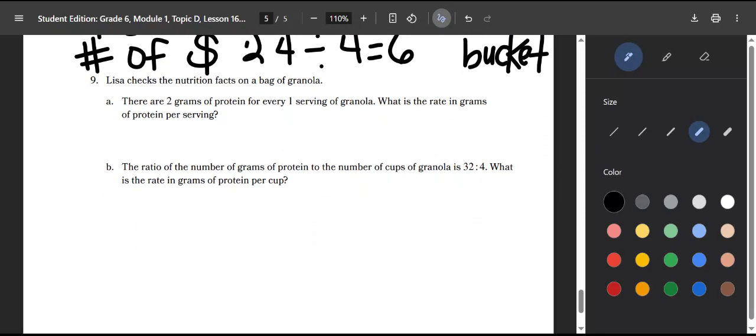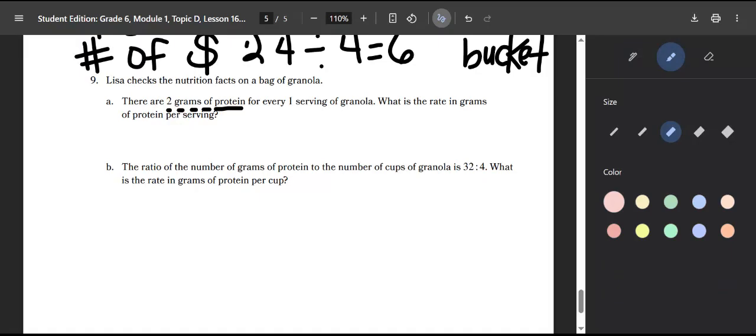Number 9 says Lisa checks the nutrition facts on a bag of granola. There are 2 grams of protein for every 1 serving of granola. What is the rate in grams of protein per serving? So remember, a rate is a ratio where one of the parts of the ratio is 1, and the one that you always want to be 1 is the one that comes behind the word per. So if I'm looking for the rate in grams of protein per serving, I want the number of servings to be 1. Well, I can look right here and see it says 2 grams of protein for every 1 serving.